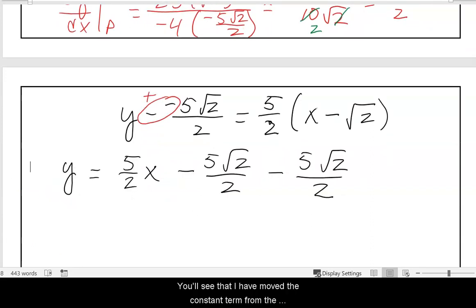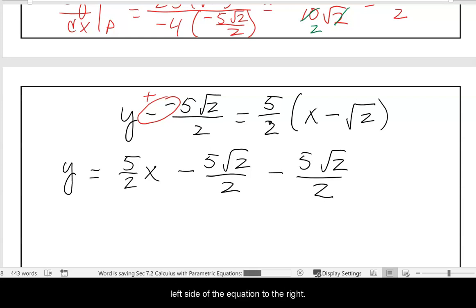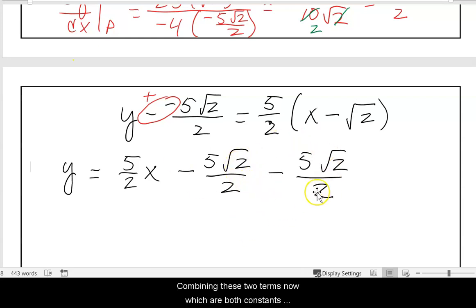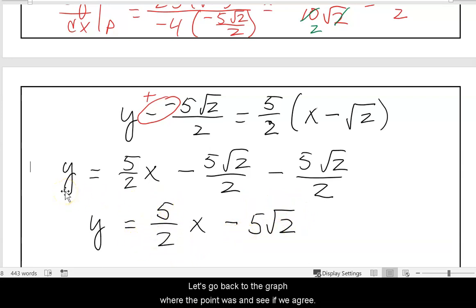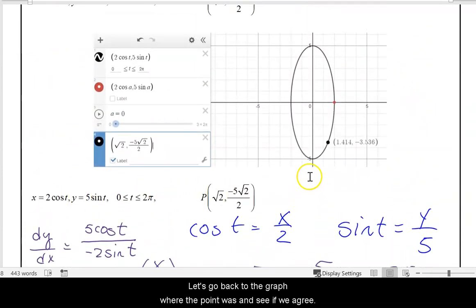You'll see that I have moved the constant term from the left side of the equation to the right. Combining these two terms now, which are both constants and already have a common denominator, would give me the equation for the tangent line at that point in slope-intercept form. Since they're identical and I'm doubling, that would eliminate the divided by 2 and simply give me -5 square root of 2. This means that it should be crossing the y-axis at roughly -5 square root of 2 with a slope of +5/2. Let's go back to the graph where the point was and see if we agree.